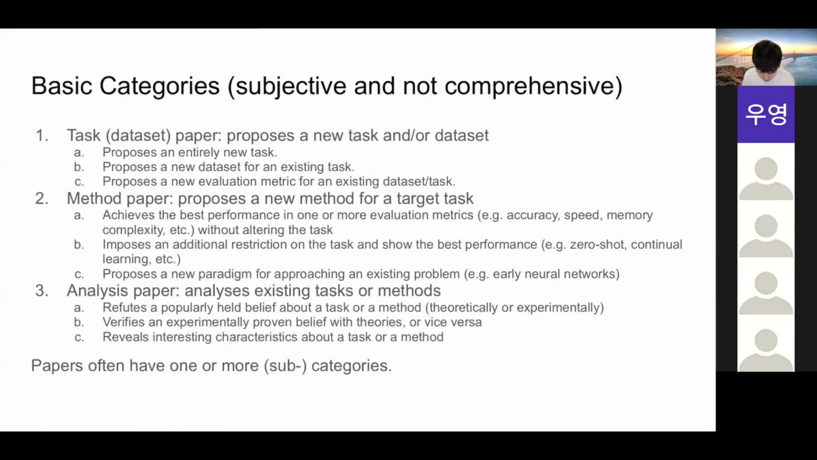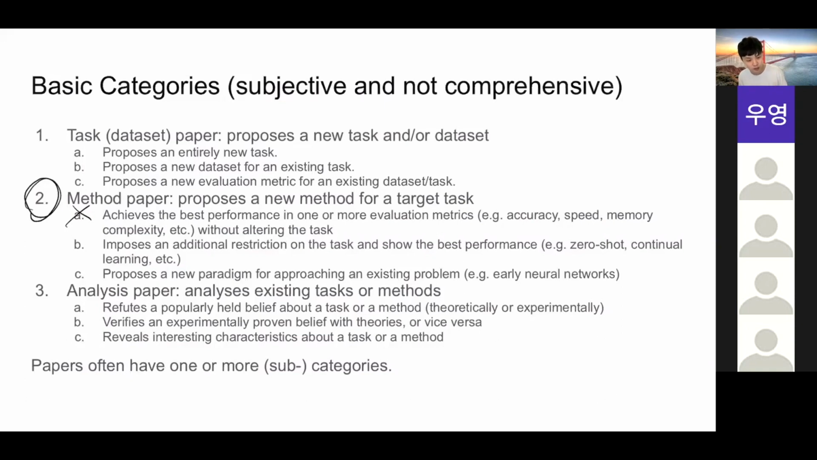So we cannot probably say that this falls into that category. We know that this is a method paper, and we cannot probably say it achieved the best performance. We can say it kind of falls into B and C, because it's imposing an additional restriction in that you're mainly comparing against neural network models, right? But also, it's proposing a new paradigm in the sense that it doesn't contain any rule-based components. It's entirely data-driven. It's fully neural network based.